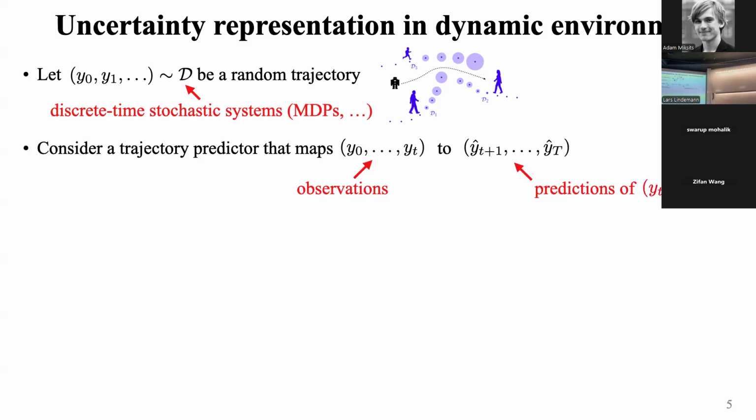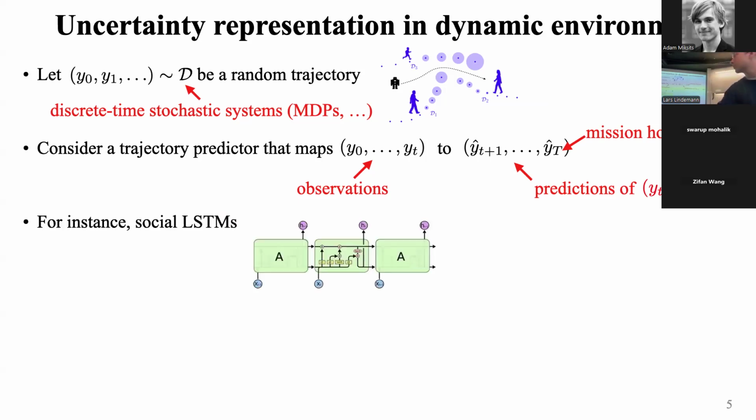Now we consider a trajectory predictor where we have observations at time t. We make predictions up until some mission horizon time capital T. Okay, so we're predicting for a finite number of steps into the future. And in this case, we use what's called social LSTM.